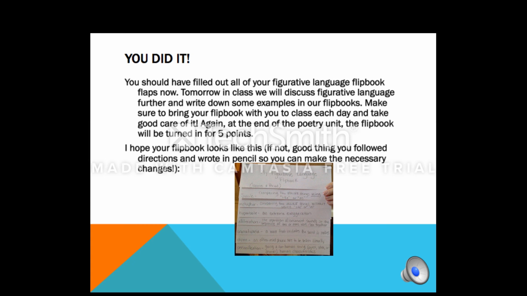Make sure you bring it with you each day, actually, and take good care of it because, again, at the end of the unit, you will be getting points for turning in your completed flipbook. Here's a picture of what your flipbook should look like, and again, I hope you wrote in pencil, so if you made any mistakes, you can make those changes before you come to class tomorrow.